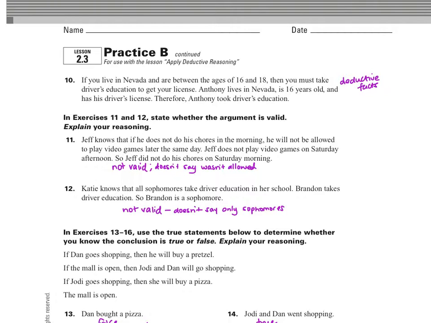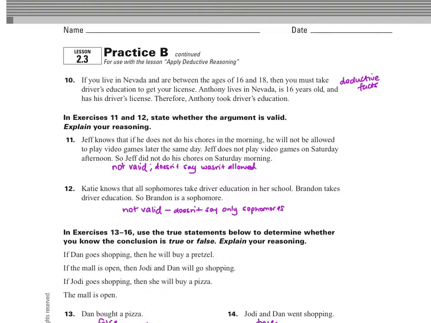Number 11: he knows he does not do his chores in the morning, he'll not be allowed to play video games. He doesn't play video games. So the then is occurring, not the if. That's why it's invalid. If it said he knows if he doesn't do his chores he'll not be able to play video games, and then he doesn't do his chores, what can you assume? Then he doesn't play video games.